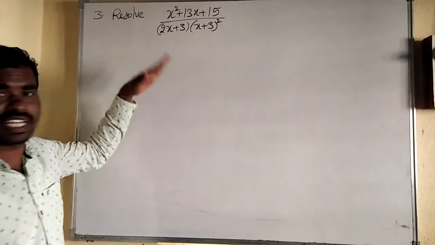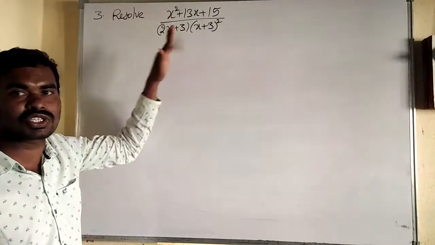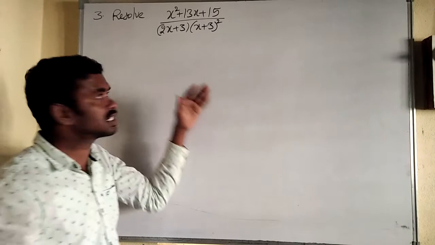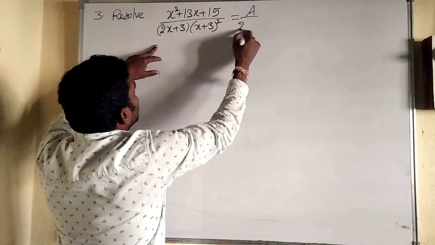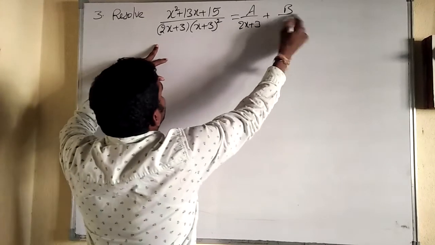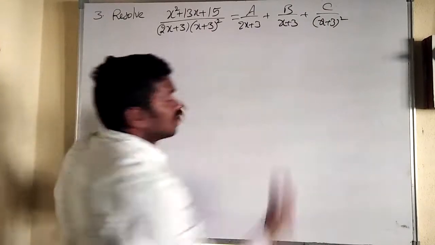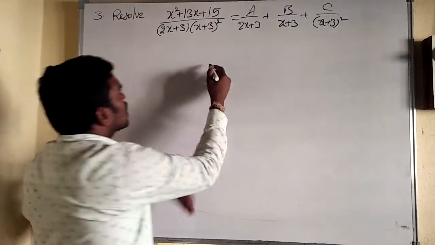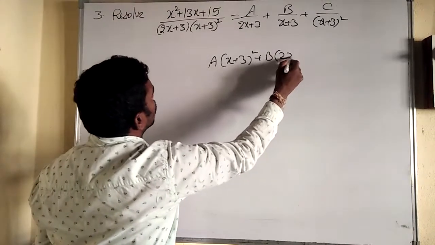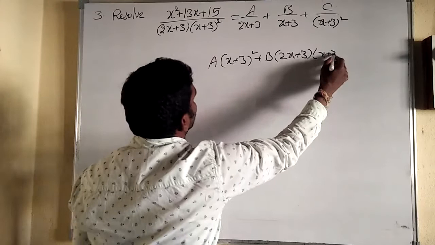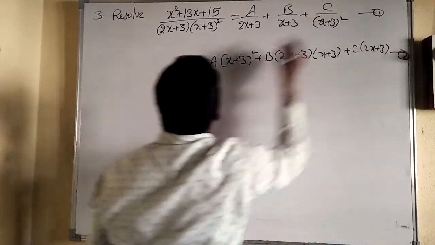Okay friends, third one, same second type question: x square plus 13x plus 15 by 2x plus 3 into x plus 3 whole square. Okay, I just give a small explanation, but you do the problem. How can we split this? A by 2x plus 3 plus b by x plus 3 plus c by x plus 3 whole square. Okay, after that taking LCM, we get a into x plus 3 whole square plus b into 2x plus 3 into x plus 3 plus c into 2x plus 3. This will be equation 2. This is equation 1.